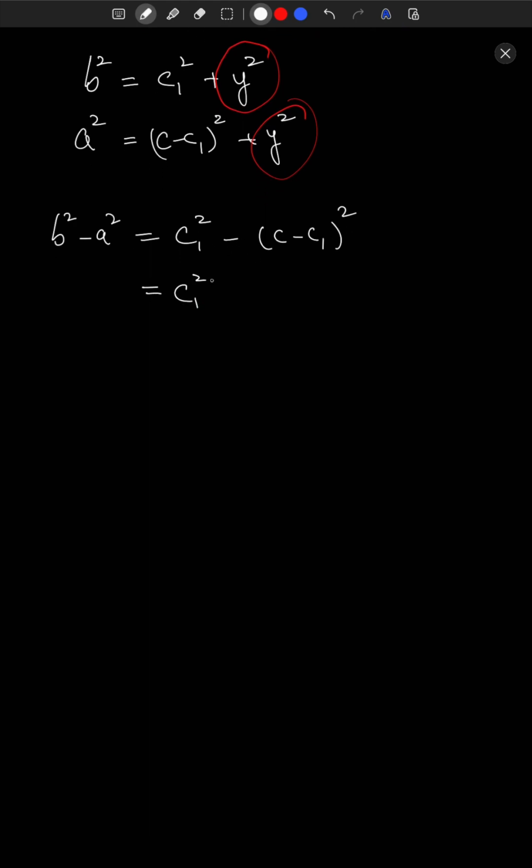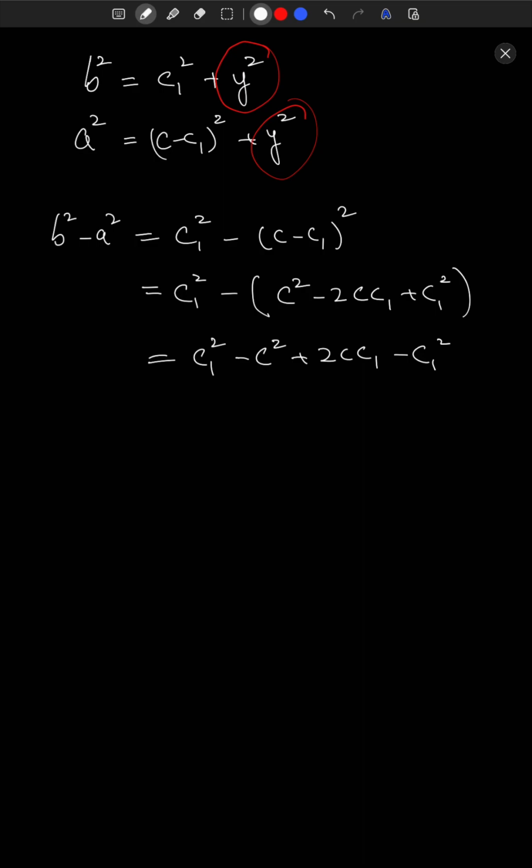Let me simplify the right-hand side. This is c1 squared minus, in parentheses, c squared minus 2cc1 plus c1 squared. Let me distribute that negative sign in: c1 squared minus c squared plus 2cc1 minus c1 squared. Luckily, the c1 squared and the minus c1 squared cancel out. So we just end up with minus c squared plus 2cc1.